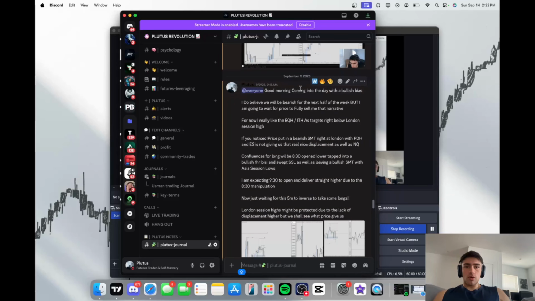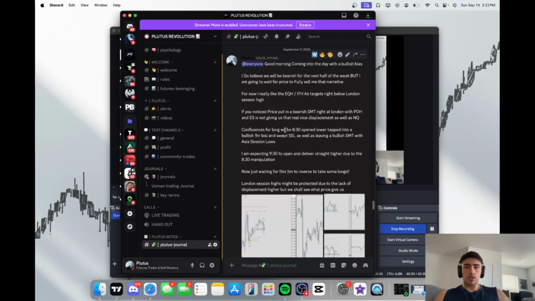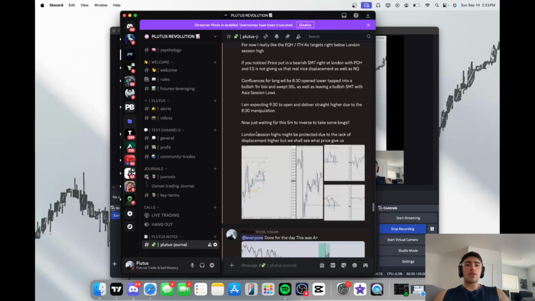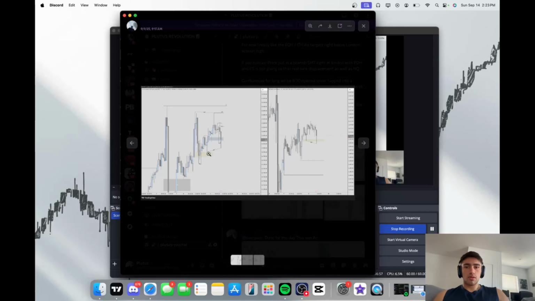So again, good morning. Coming today, bullish bias. I do believe we'll be bearish, but again, confluence is 830 open lower, tapped into a bullish hourly bid, seen swept sell side, leaving a bullish SMT with Asia session lows. I'm expecting 930 to open and deliver straight to the drawn liquidity due to 830 manipulation. Okay, we had SMT with Asia lows as well.